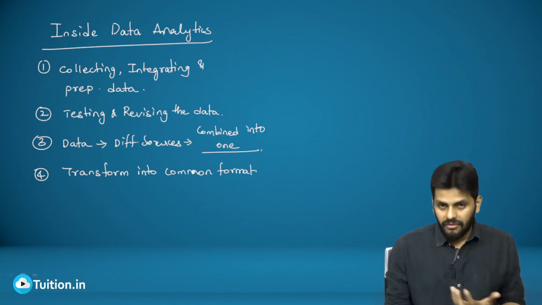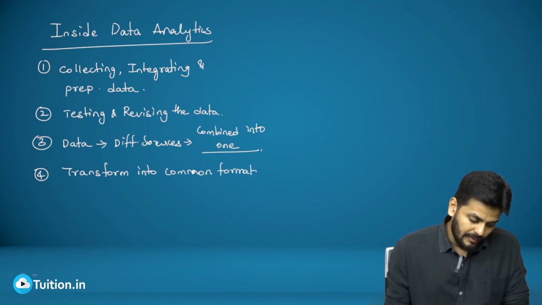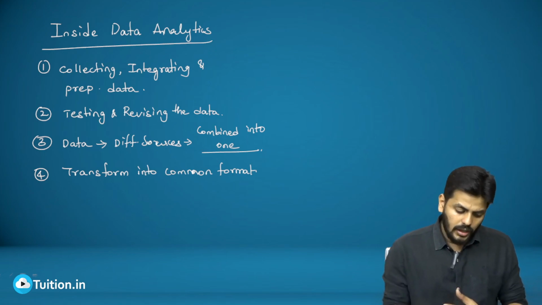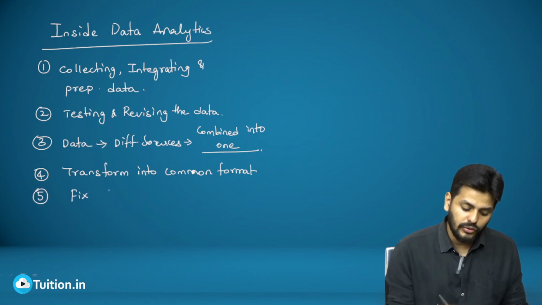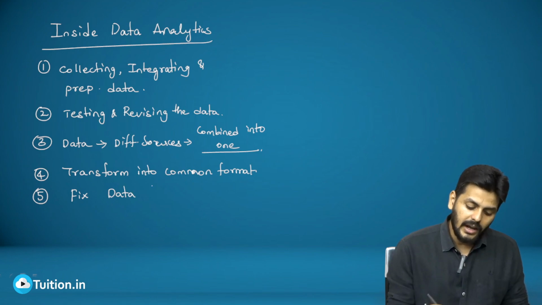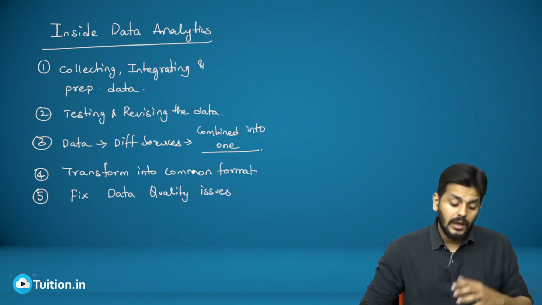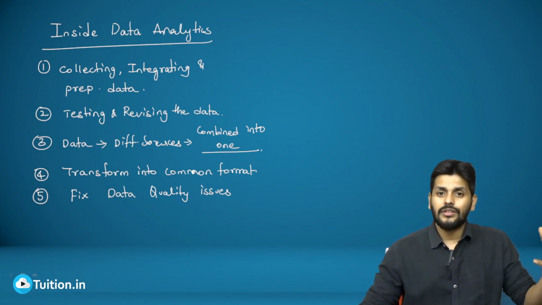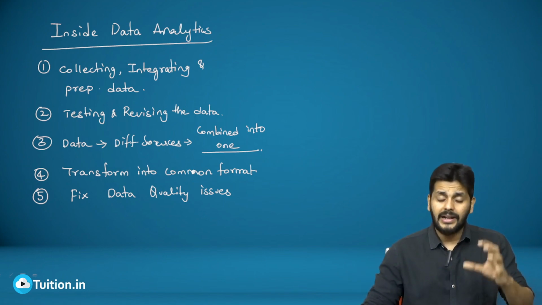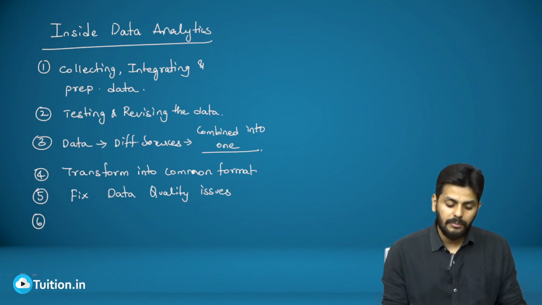Then we got to work on it and load it. But before putting that in, transform it into a common format. Now if there are any quality issues, fix data quality problems. Once you're done with it, it makes sure that your data is gathered from various places, transformed into one format, and quality problems are fixed. Then comes the most important step.